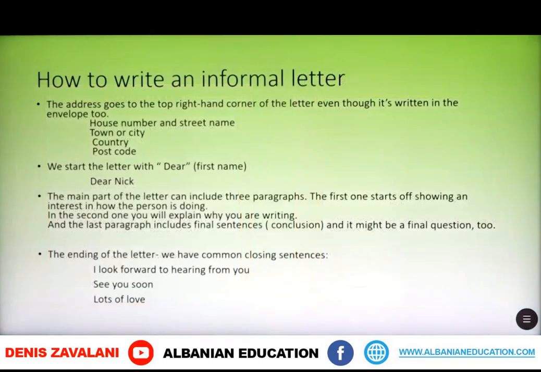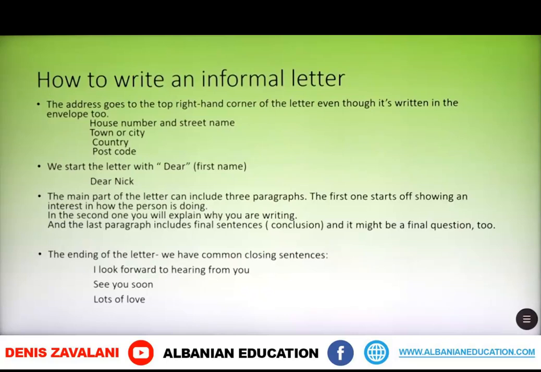So the linking words that we used here are and, but, because, but, or, and so. We will go through some tips on how to write an informal letter, starting with the address. The address goes to the top right-hand corner of the letter, even though it's written on an envelope. Even if it's written on the envelope, you have to add the address, starting with the house number and street name, then town or city, then country, and the last one is postcode.